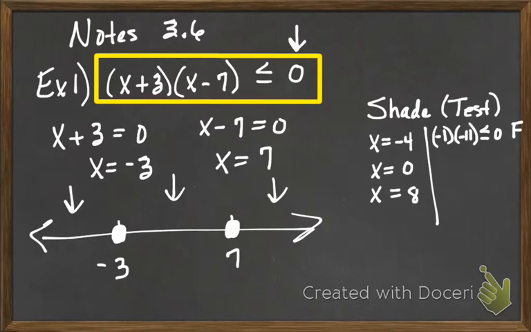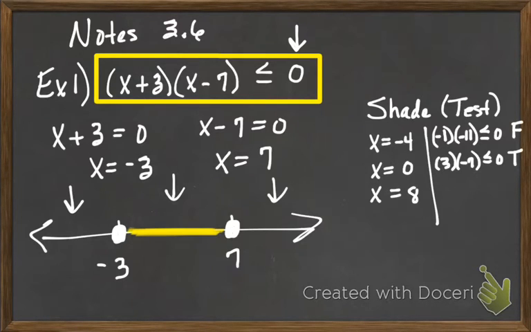So let's try 0. 0 will be easier. 0 plus 3 is 3. 0 minus 7 is -7. And if you don't want to write all this little work down, I do want you to write x equals -4, x equals 0, x equals 8. So 3 times -7, will that be less than or equal to 0? Yes, that's true, right? All right, so that means you get to shade, because 0 is between -3 and 7, you get to shade everything between -3 and 7. So our testing is telling us where we shade.